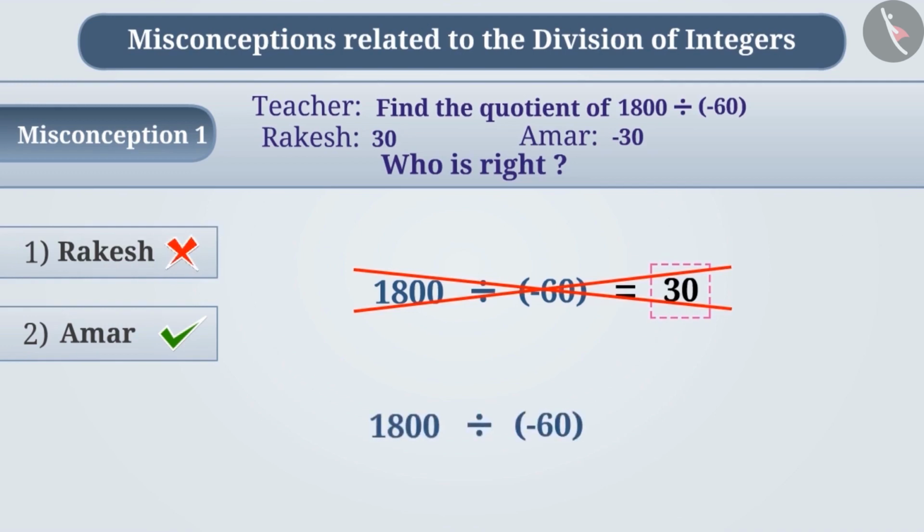Some children ignore the minus sign of the denominator while dividing and believe the result to be positive. Due to these misconceptions, the answer of 1800 divided by minus 60 is given as positive integer 30, which is a wrong answer.